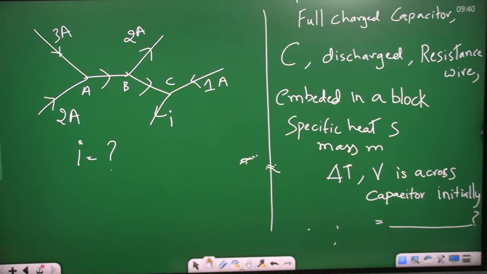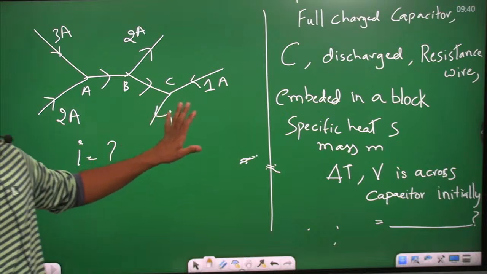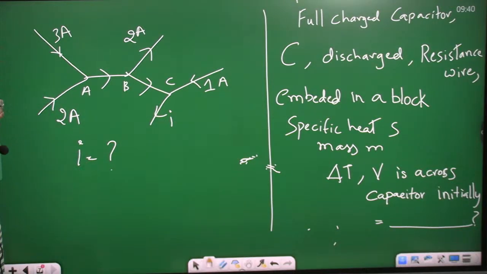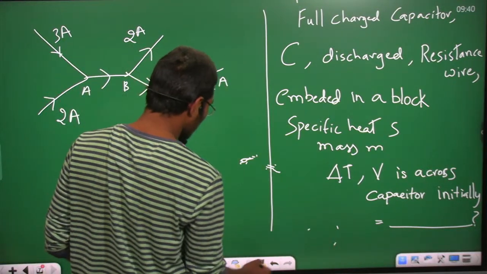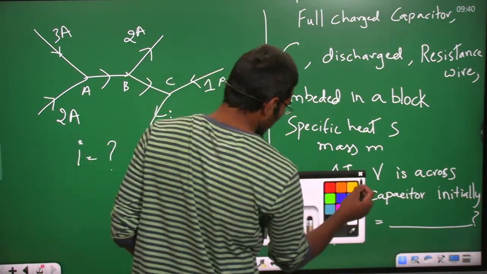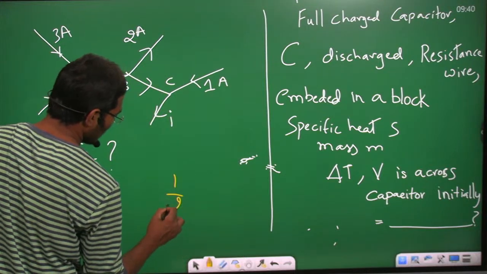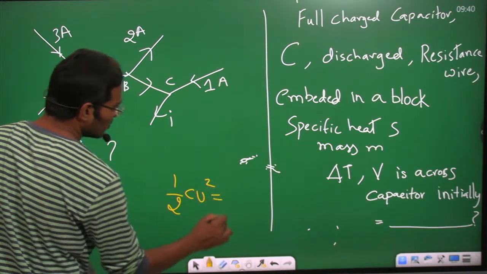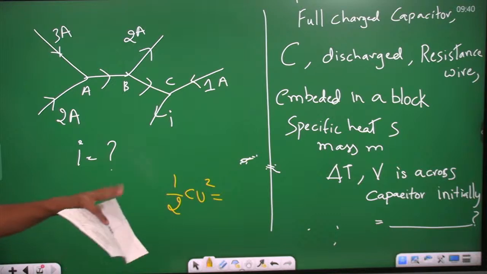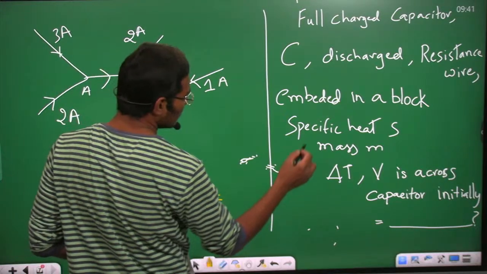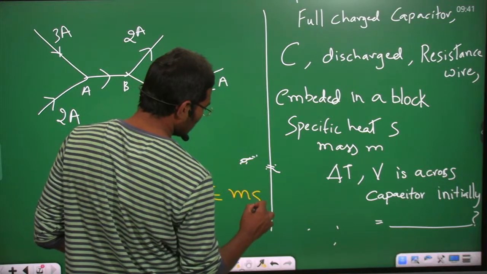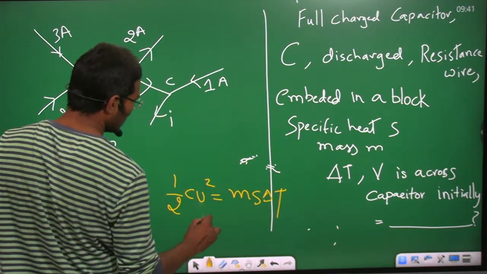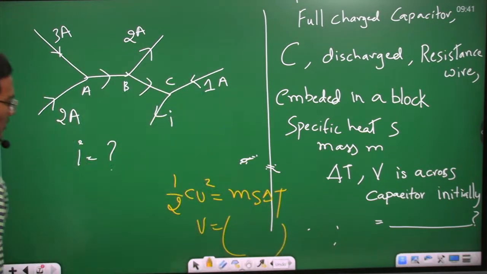See, the capacitor which is initially fully charged gets completely discharged. So what is the initial energy stored? Half CV square, right? Half CV square is equal to... So how do you check? It is completely transferred to the block. So M S delta T. He is asking V. So direct one step equation.